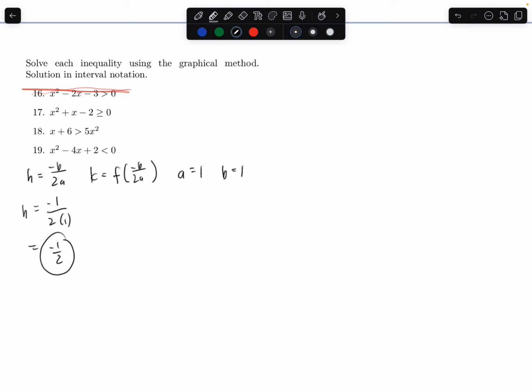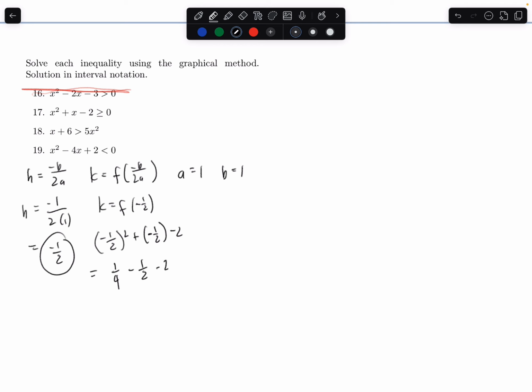So h then is negative 1 over 2 times 1, which is negative a half. Okay, all right. So what about k then? K is going to be f of negative a half. That means I stick that into this equation here, right? So that's going to be negative 1/2 squared plus negative 1/2 minus 2. Okay, negative half squared is positive 1/4.